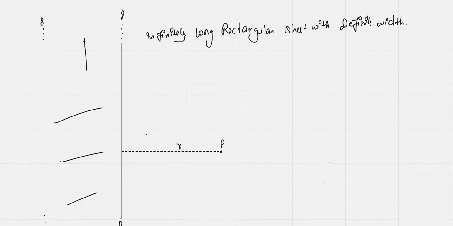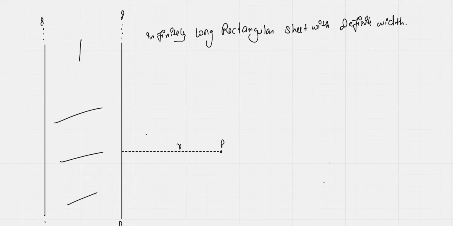You can call this I, the total current of the sheet. If you take the whole width, the total current flowing is I, with a constant current density. That means if you take a small portion of the same area, the current will be the same. It doesn't matter which point you are looking at.